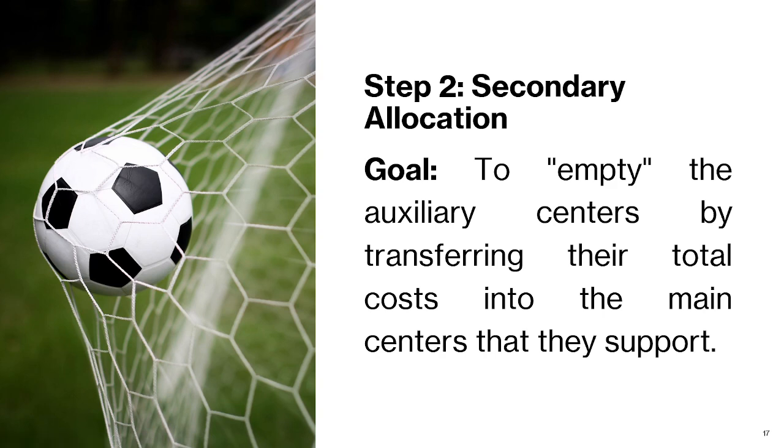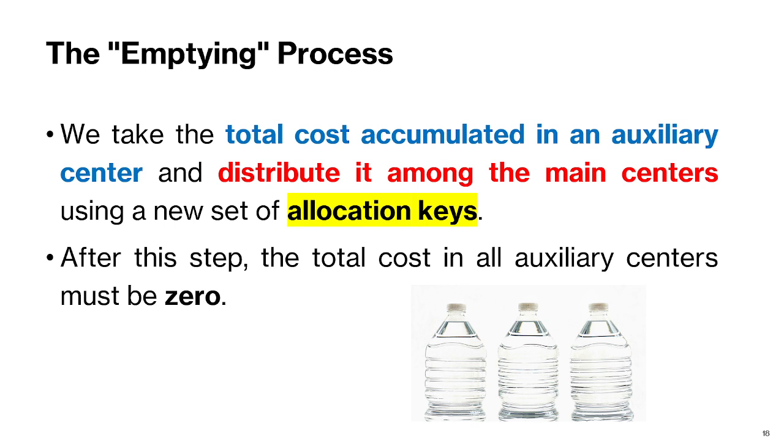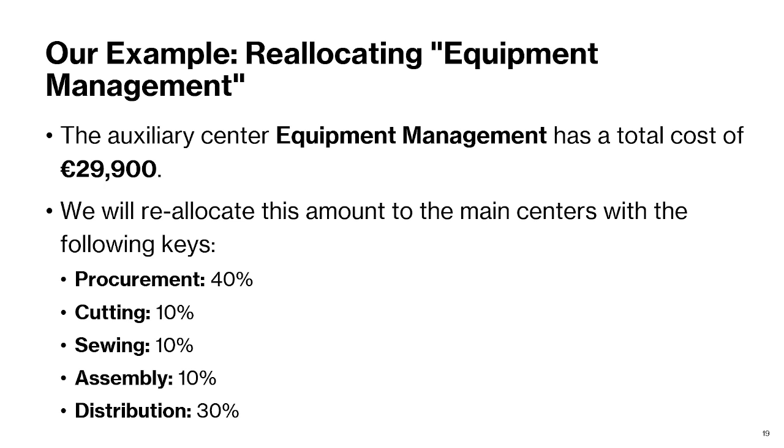Step 2 is secondary allocation. Welcome to step 2, secondary allocation. The goal here is very simple. We need to empty the auxiliary centers by transferring their total cost into the main centers they support. After this step, all support centers must have a balance of zero cost.